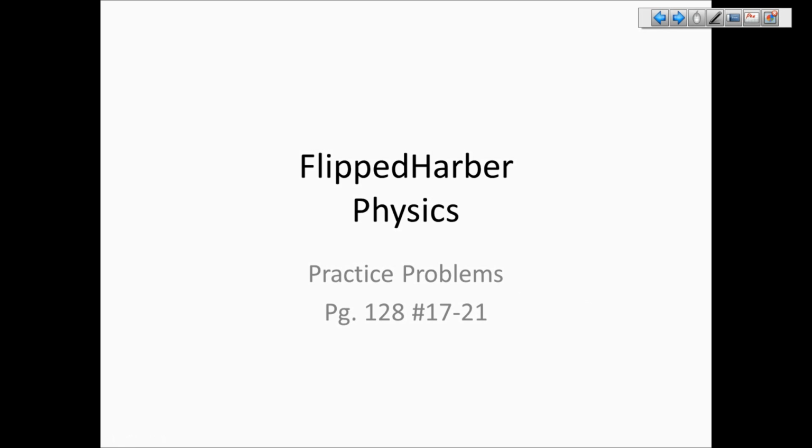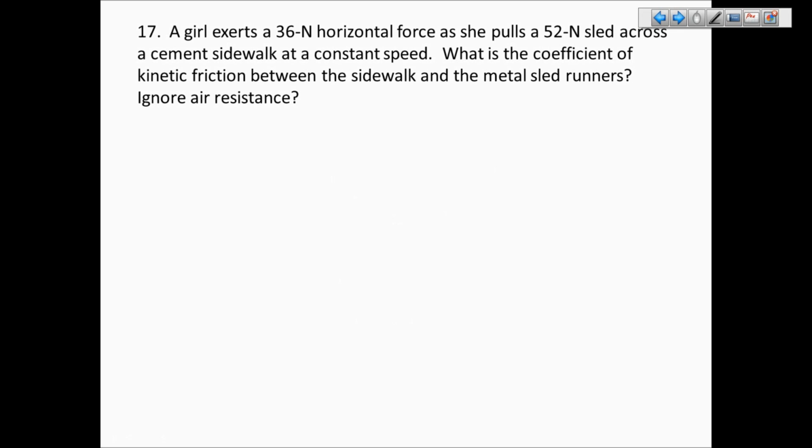17 through 21. In number 17, a girl exerts a 36 Newton horizontal force as she pulls a 52 Newton sled across a cement sidewalk at a constant speed. What is the coefficient of kinetic friction between the sidewalk and the metal sled runners?